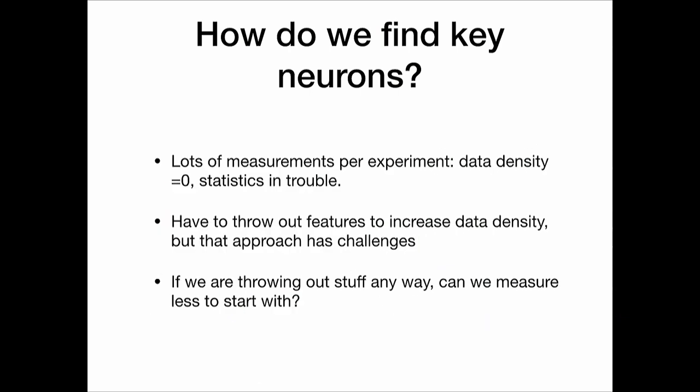So the thought was the following. Data density is zero. It's 1 divided by 10 to the 8 in the last argument. You have to throw things out anyway. If you're throwing things out after measuring them, why not measure less to start with? Why should you measure everything? If you could measure less, because you're going to throw things out anyway. And you don't know what to throw out either, so let's go to the other extreme and measure less. So the question is, how do I measure less?